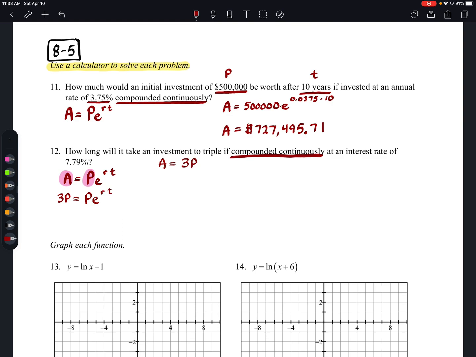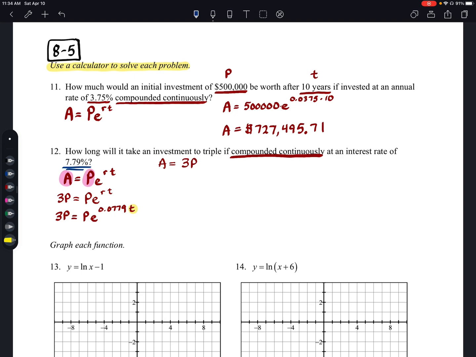And if you don't like that, you could always take a number and plug it in. You could say let P equal 100, and then you would have 300 equals 100 times E to the power of R times T. Because here's what's going to happen now, right? I have a couple variables in here, but I'm going to go ahead and plug in the other parts that I know. So I have that 7.79%. So I'm really saying 3P is going to equal P times E raised to the power of 0.0779 times our T. And T is what we're looking for, right? Because it says how long will it take?